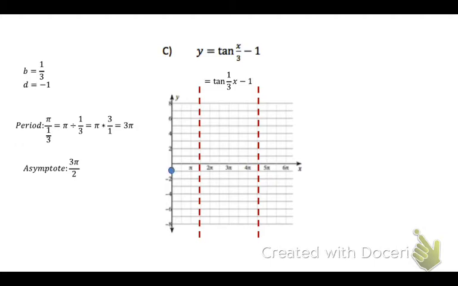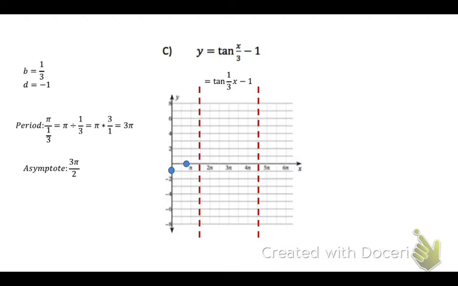Then you start at your D value. So we start at -1. And this time I'm not going to go over 1, up 1. I'm just going to go halfway between 0 and that asymptote. So about 1.5. And then I'm going to go up 1. Maybe. And there's that point.